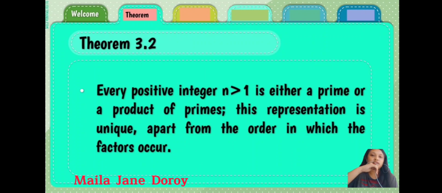At this point, let us proceed to theorem 3.2, or the fundamental theorem of arithmetic. This theorem states that every positive integer n greater than 1 is either a prime or a product of primes. This representation is unique, apart from the order in which the factors occur.